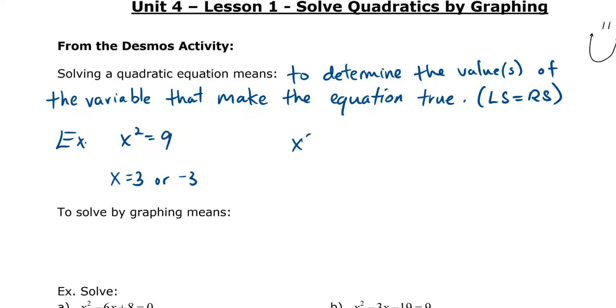Another equation we're going to be learning to solve is something like this. x squared plus x minus 6 equals 0. What value of x makes this true?